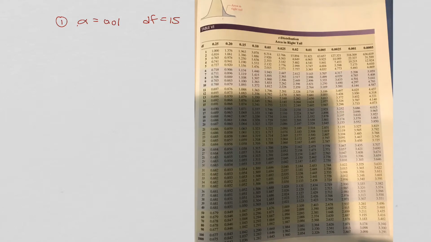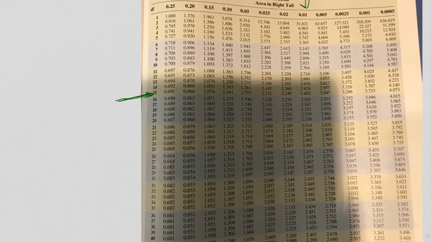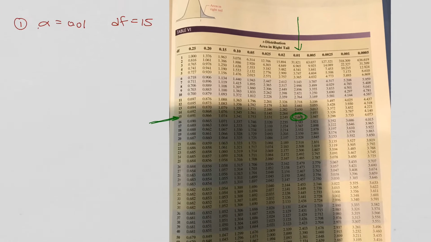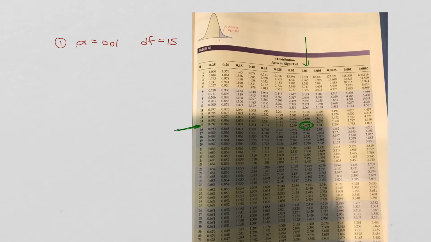Yeah. So for here, our degrees of freedom is 15. So we're looking at this particular row right there. Right? And alpha equals 0.01, which is this column right here. So if we kind of blow that up a little bit and see where they meet, looks like it is right there. Right. So here, my t statistic is 2.602.